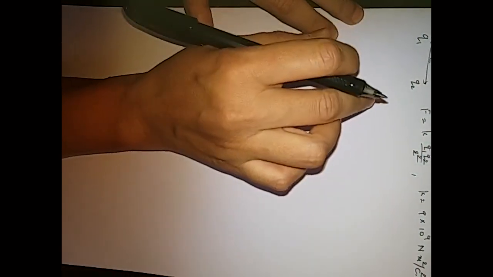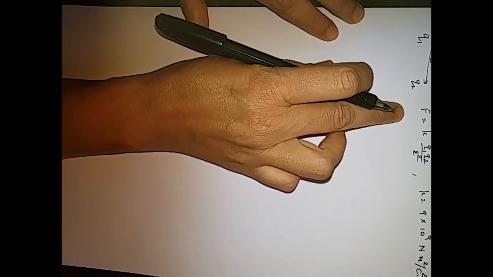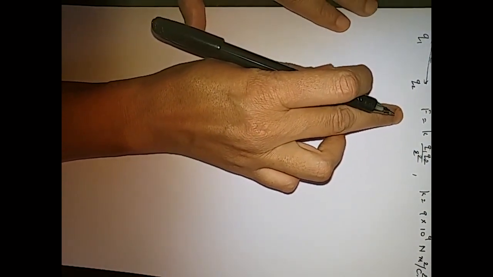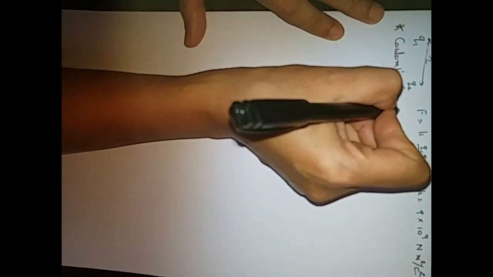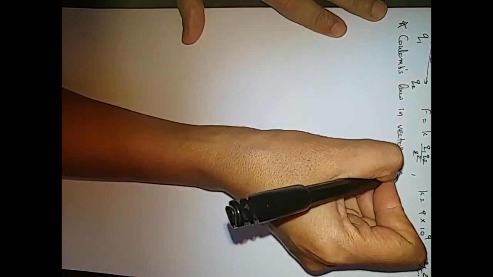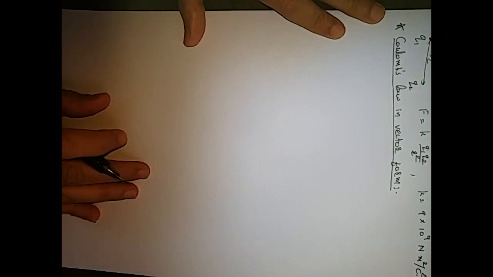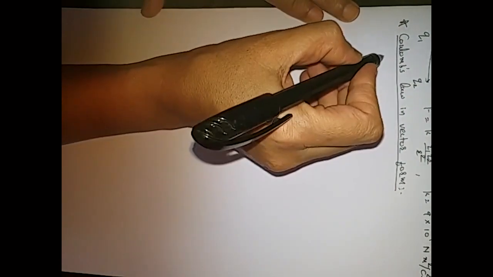So here we have discussed the magnitude. Now today we have to discuss the direction of this force. That means we have to discuss Coulomb's law in vector form. So let us start. Coulomb's law in vector form. For that I have to consider a Cartesian coordinate system.